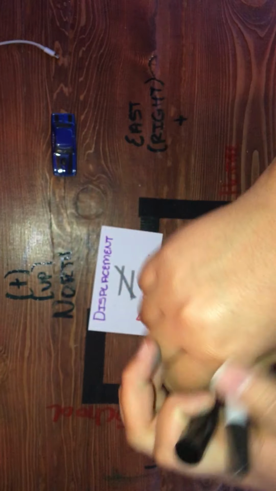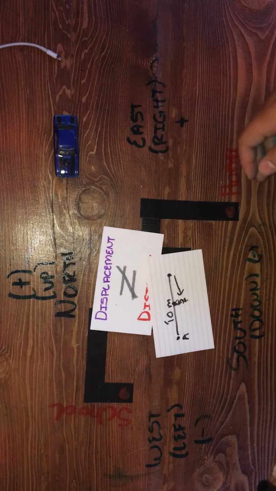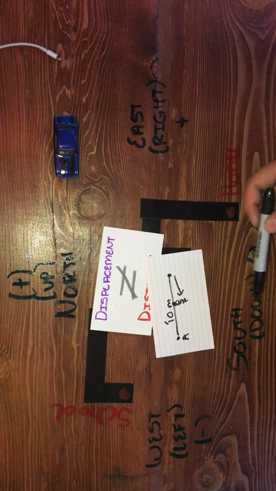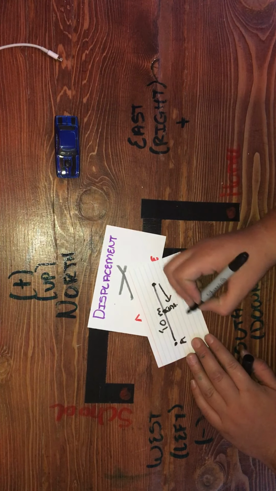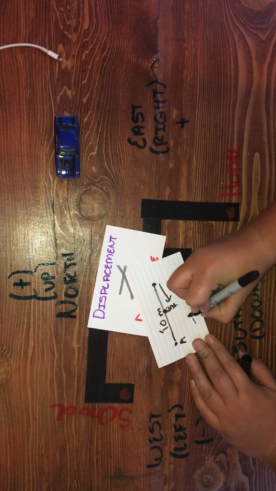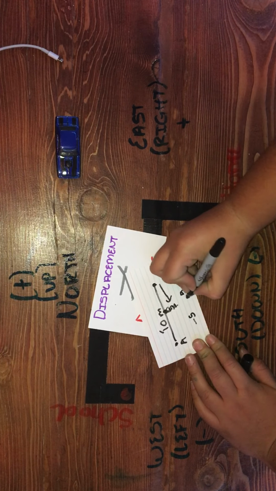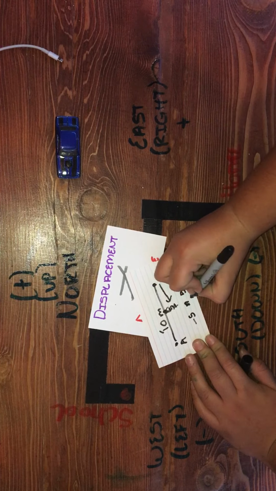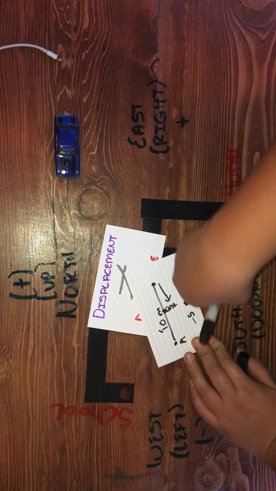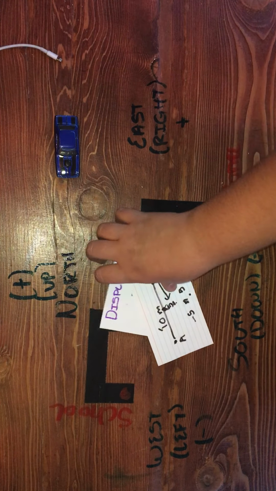Can you see that? Let me fix this real quick, it kind of fell. Okay, alright. So basically 5 minus 10 will be negative 5, or just 5. This one I'm not sure about, which I need to do my homework on.